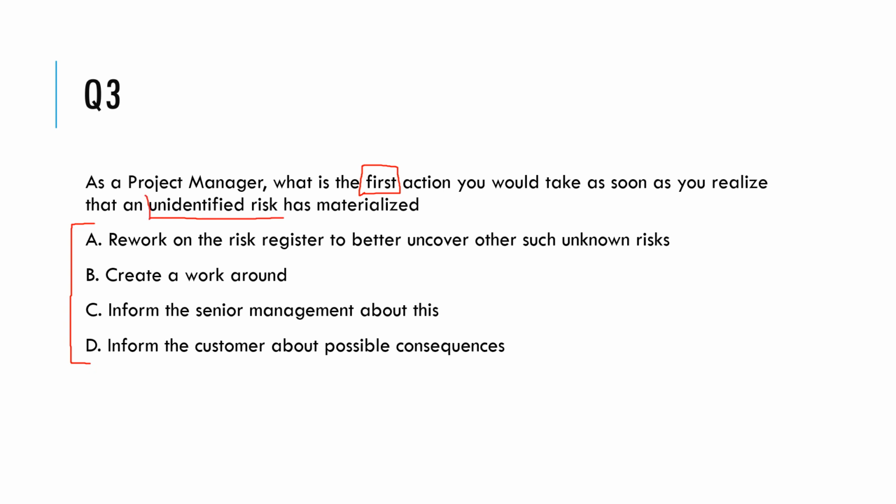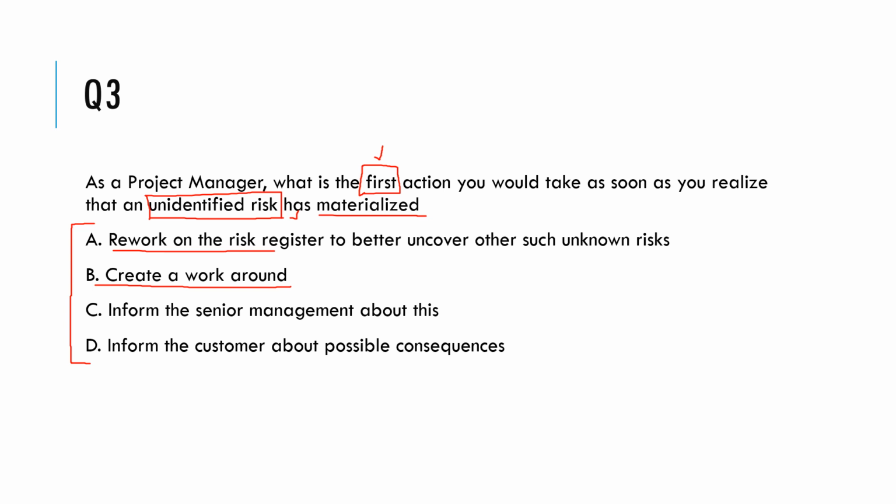This means this risk is not present in your risk register. So if there is a risk which is not present in your risk register and it materializes, that means it has already occurred. What is the first action that you should take? What is the first thing that you should do? So if that happens, will you go back and rework on your risk register? I don't think so. There is a risk which has already materialized. So you need to do something about the risk. Create a workaround. A good option here would be to create a workaround.